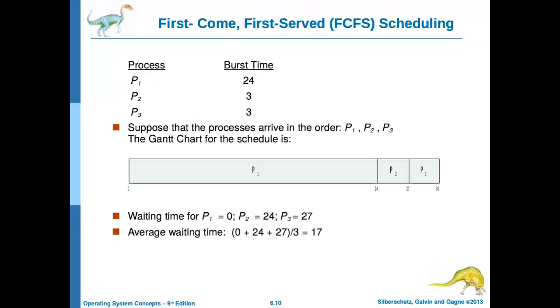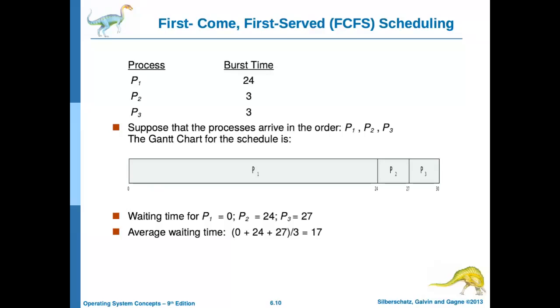So, let us start with the first algorithm of CPU scheduling, and it is first come, first serve, FCFS scheduling. As the name suggests, whichever process appears first will be scheduled first. So this is the simplest one.